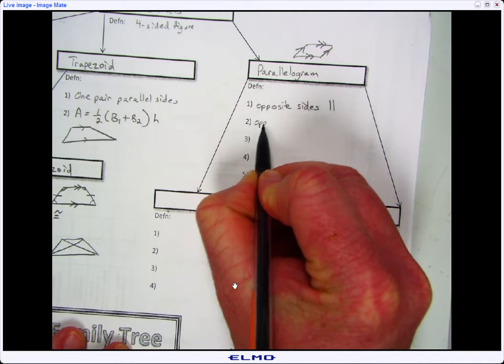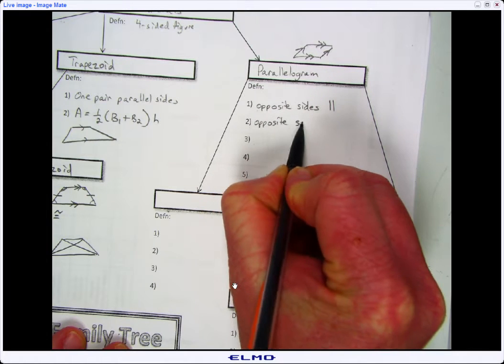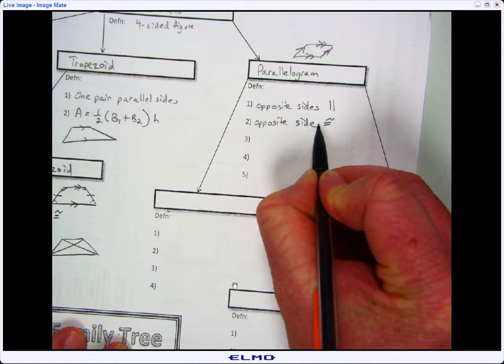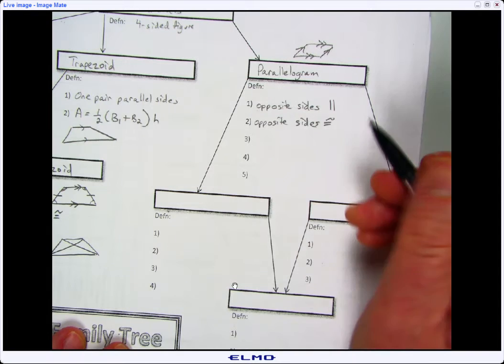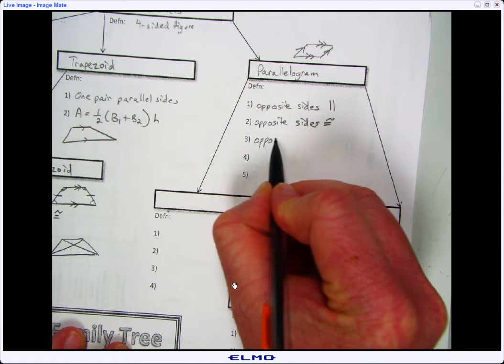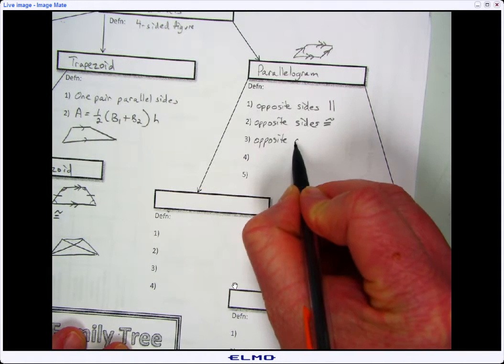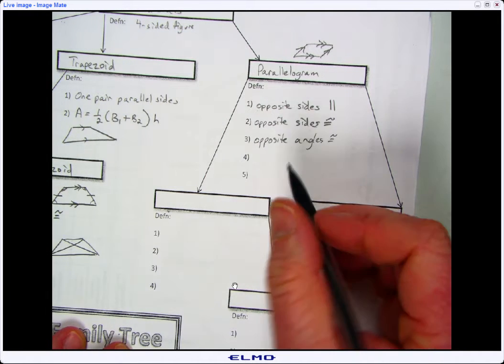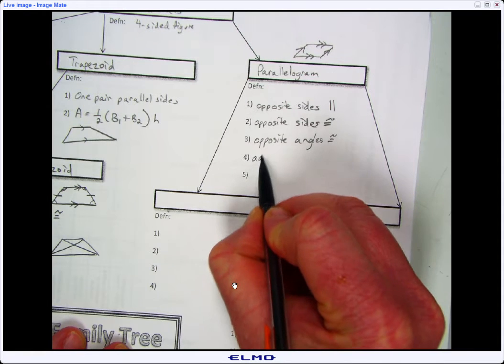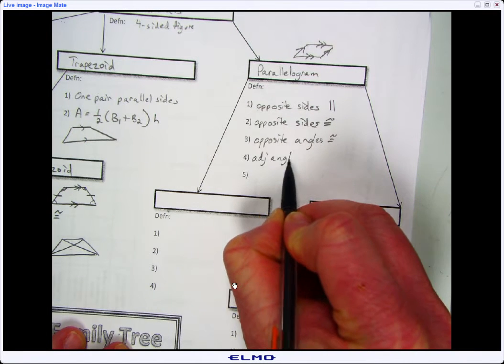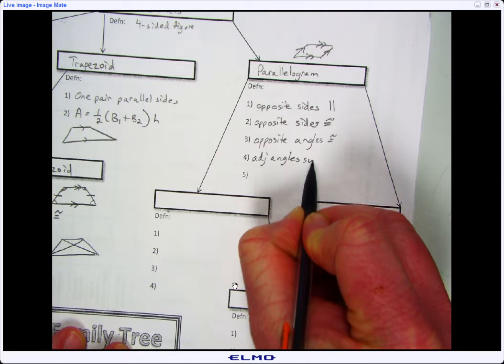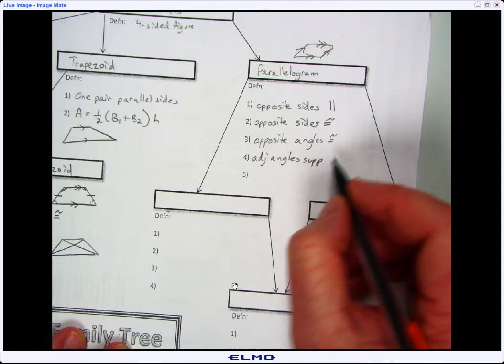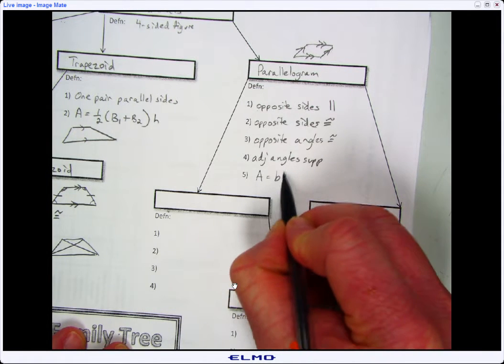Opposite sides are congruent. Opposite angles congruent. And adjacent angles supplementary. And the area equals the base times the height.